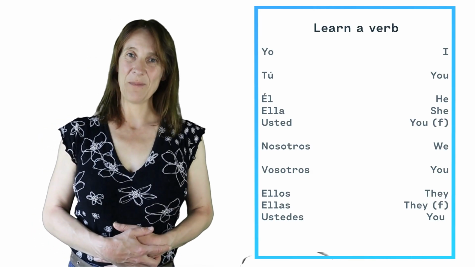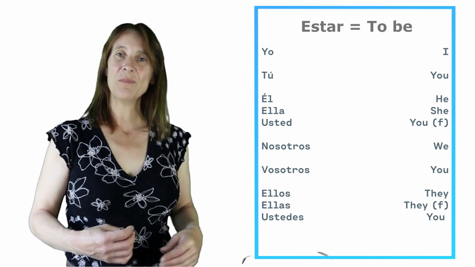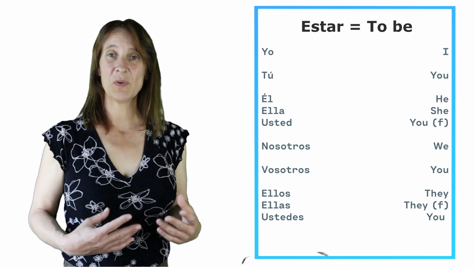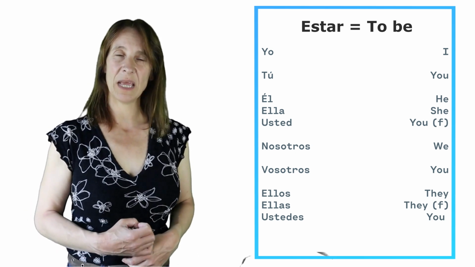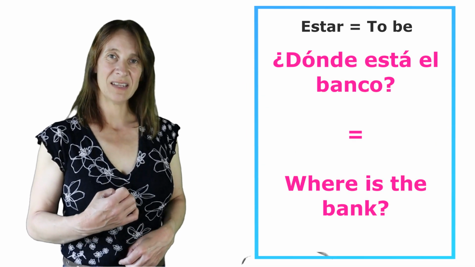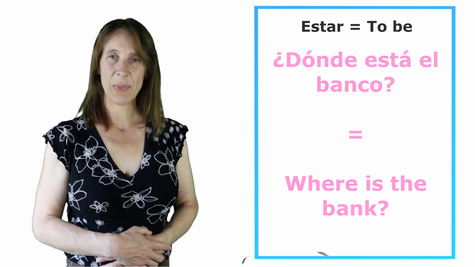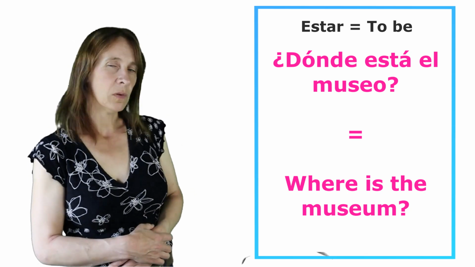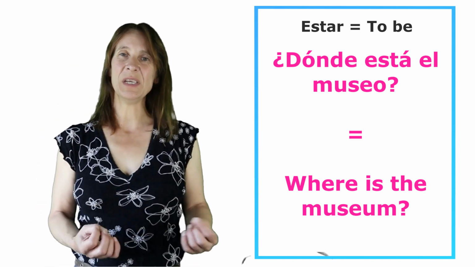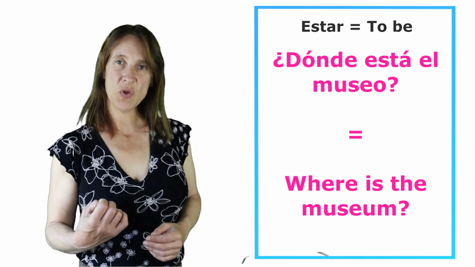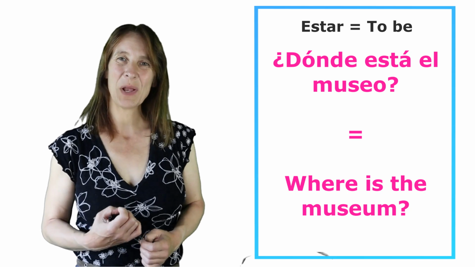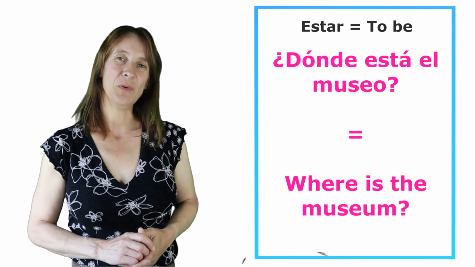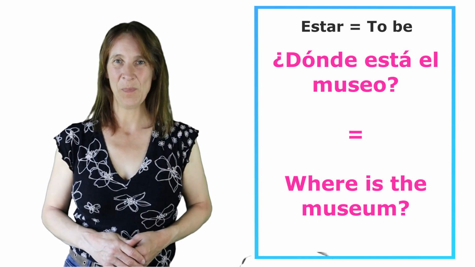Estar means to be, and estar is used when we are locating something or when we're talking about something temporary. In this case, it's location. So, ¿dónde está el banco? Where is the bank? ¿Dónde está el museo? Be careful with museo. Because we have museum, don't we? And we pronounce that U as an U, whereas in español it's U, museo. Okay, so be careful. The U is an U en español.